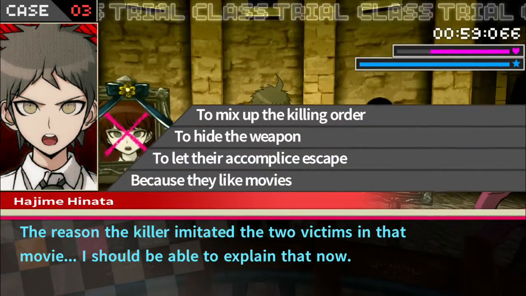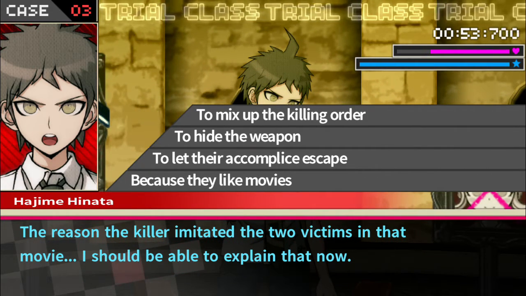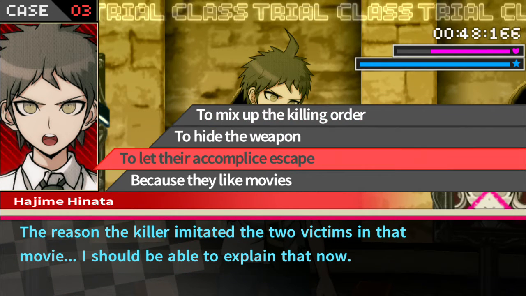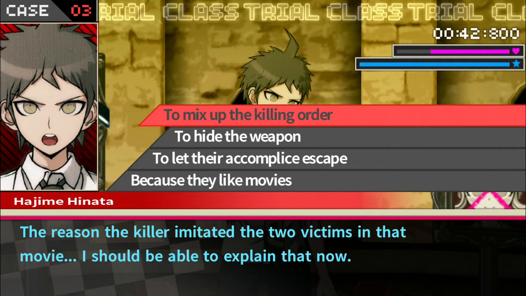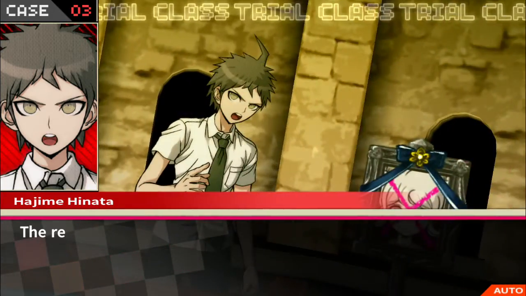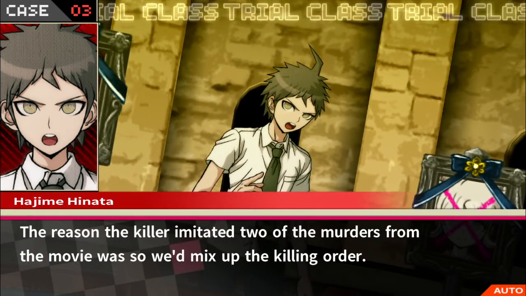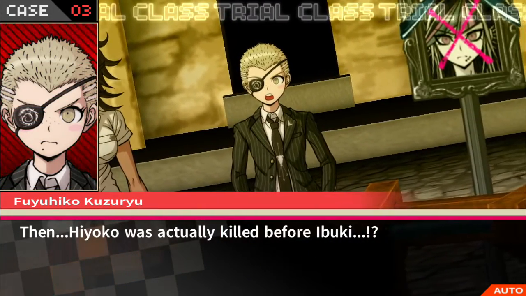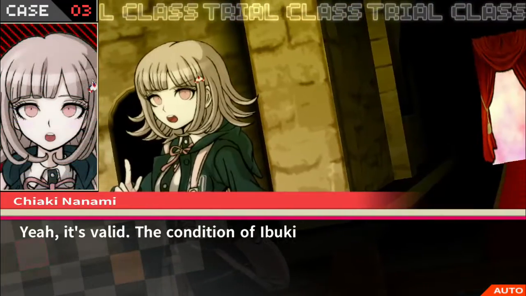The reason the killer imitated the two victims in that movie. I should be able to explain that. To mix up the killing order, to hide the weapon, to let their accomplice escape. Because they like to mix up the killing order. I see! The reason the killer imitated two of the murders from the movie was to mix up the killing order. Then, Hiyoko was actually killed before Ibuki? Yeah, that's a valid line of reasoning.